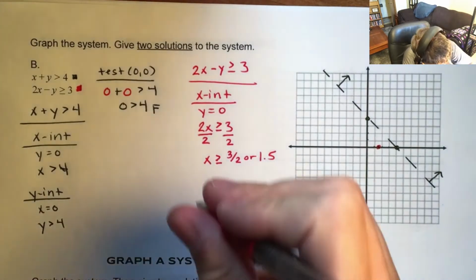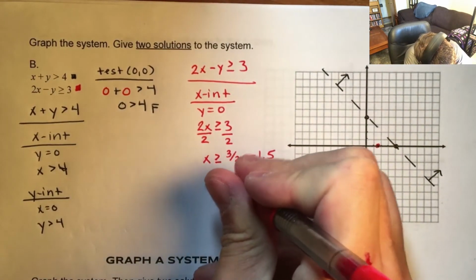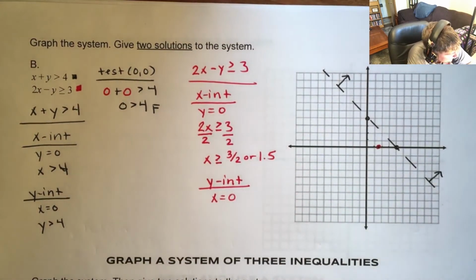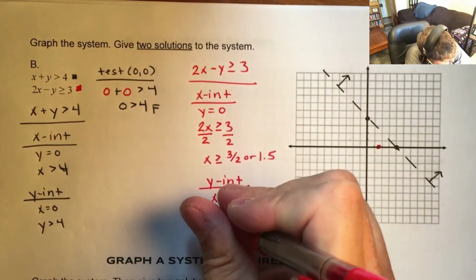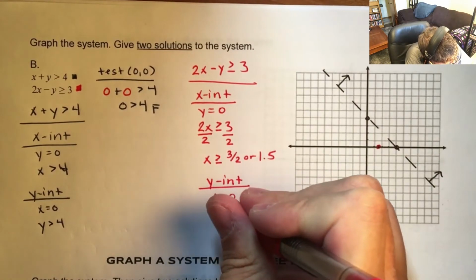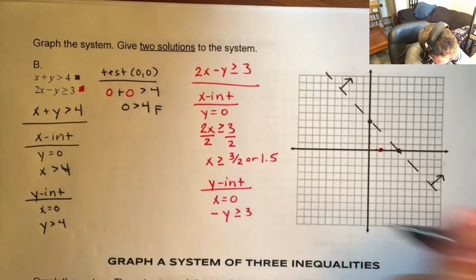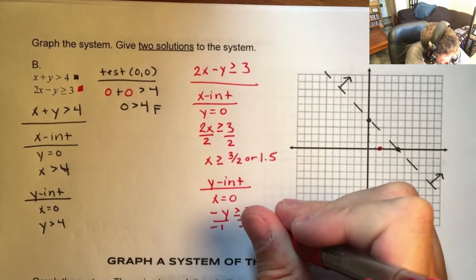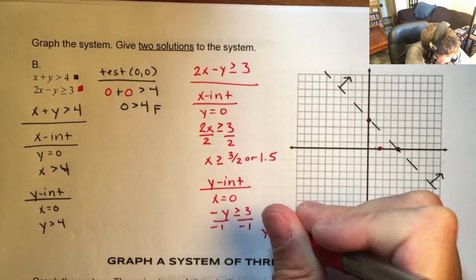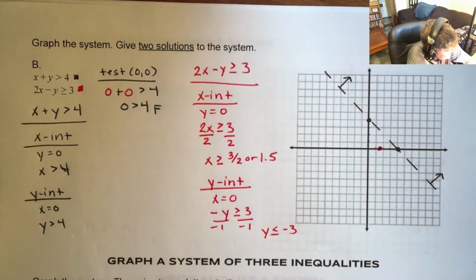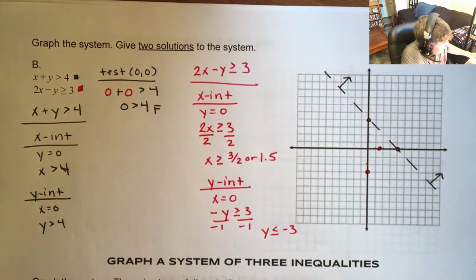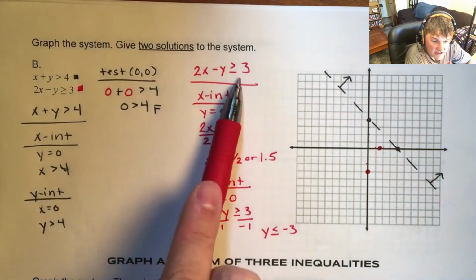Then we have to do the y. Go find the y-intercept. Y-intercept means that x is equal to 0, so I don't have to write x at all. I just have to go negative y is greater than or equal to 3. Then the opposite of y, so I have to divide by -1. If you recall, dividing by a negative number makes me flip my sign, so y is less than or equal to -3. And then this one will have a bold line because it is greater than or equal to.